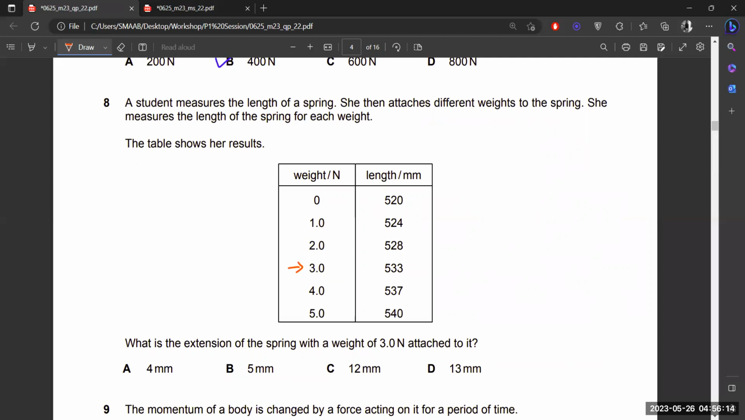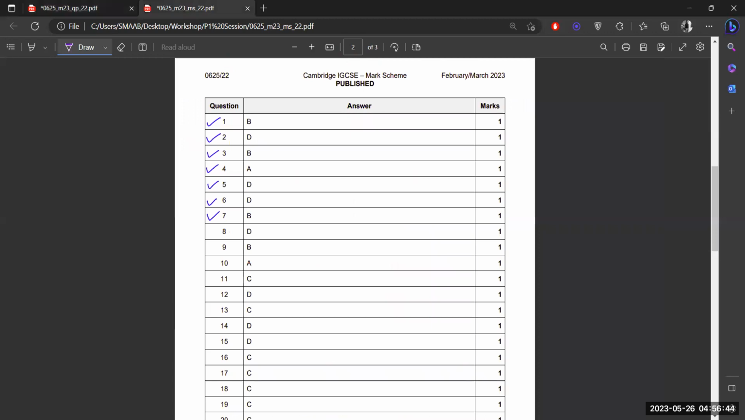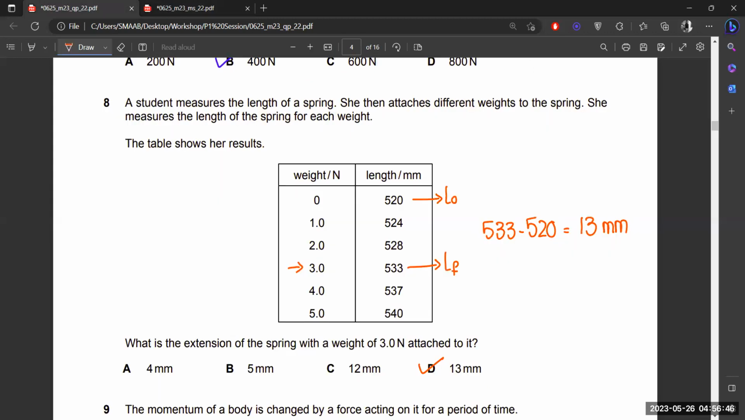We know the extension is the difference between the original length and the extended length. So the original length is this one, the extended length or the final length is this. Just need to subtract the values. So 533 minus 520, you are getting the answer 13. So 13 millimeter is the answer. It means option D. Yes, option D, right choice.